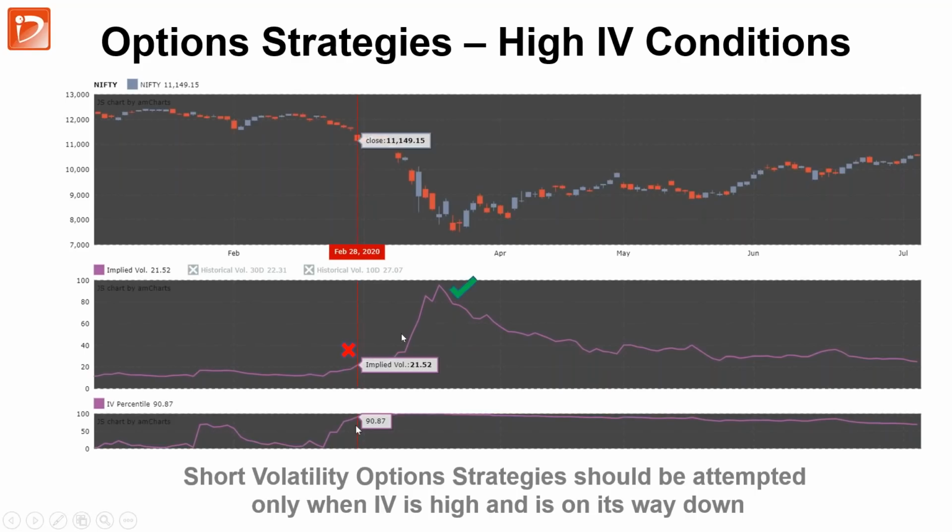So instead, what you have to do is wait for when the IV is coming down. When IV is cooling down, then you do these short volatility strategies. This is coming from my own experience, and I have suffered doing this. So this is my suggestion, that don't do it when the IV is going up, but do it when the IV is cooling down. And this will save you a lot of trouble.